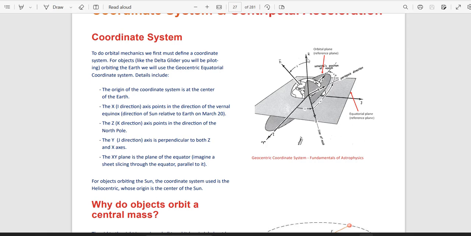The z-axis points in the direction of the North Pole. It's labeled K here. The y-axis is perpendicular to both z and x axes, labeled J here. The xy plane, right here, is the plane of the equator. Imagine a sheet slicing through the equator, and that's the xy plane. For objects orbiting the sun, the coordinate system used is the heliocentric, whose origin is the center of the sun.